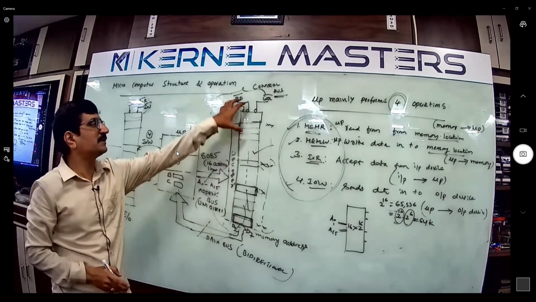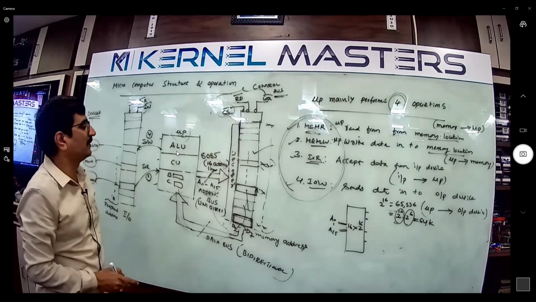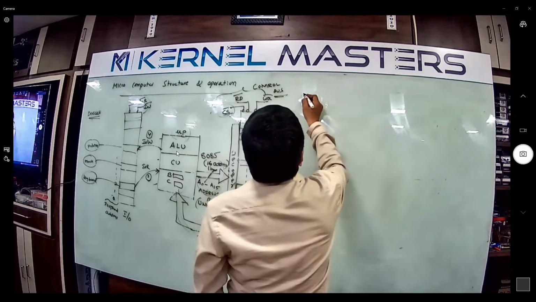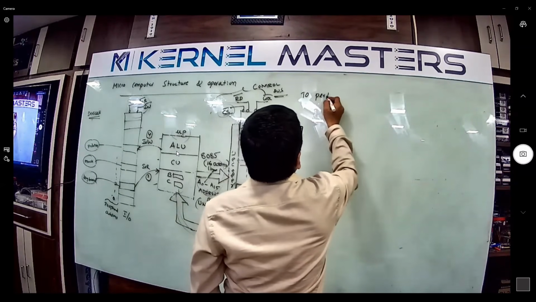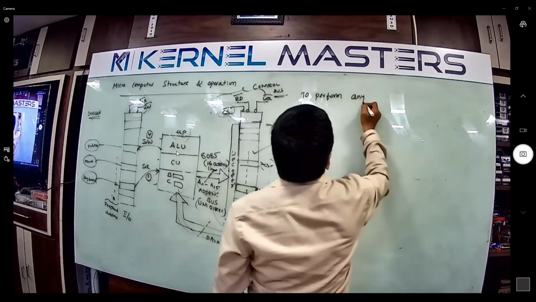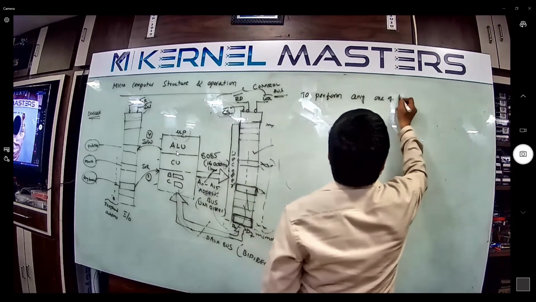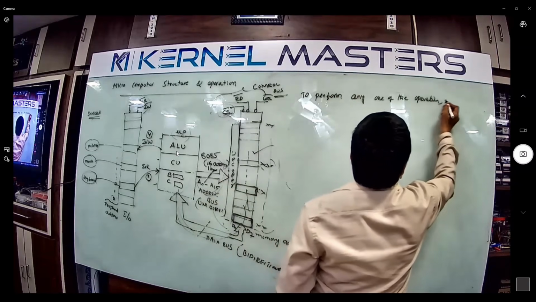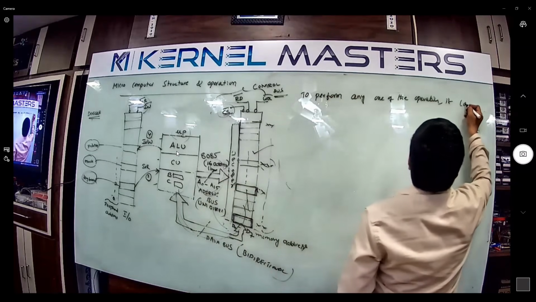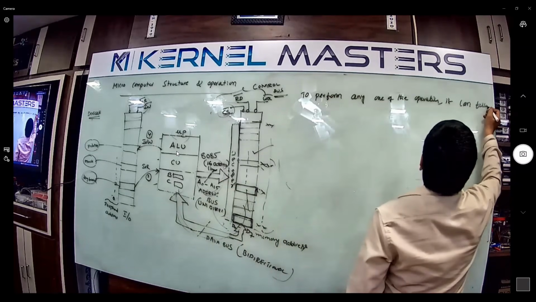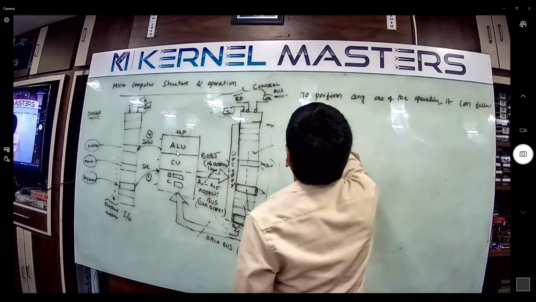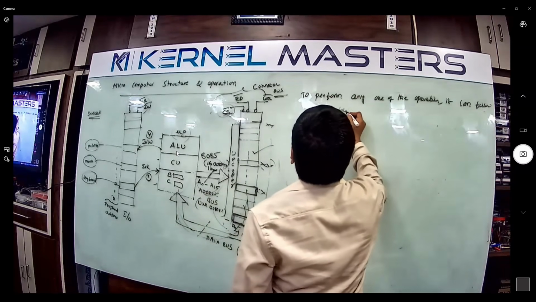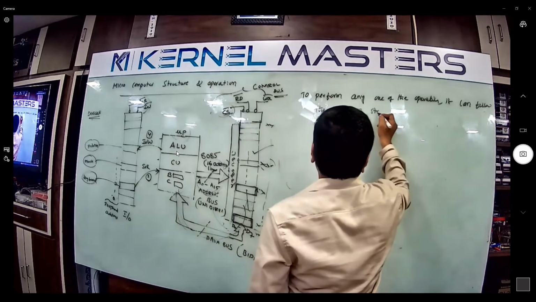For the microprocessor to perform any one of the operations, it follows a 3-step procedure. You can follow the below 3-step process.